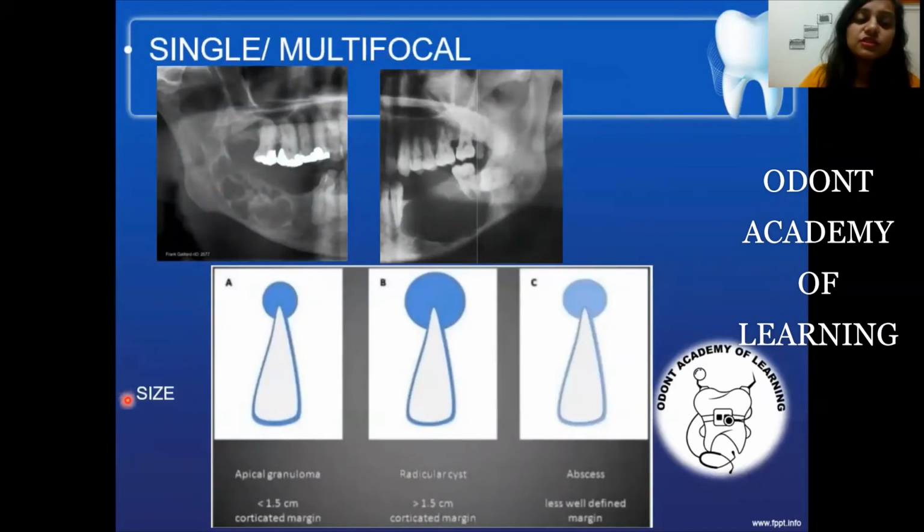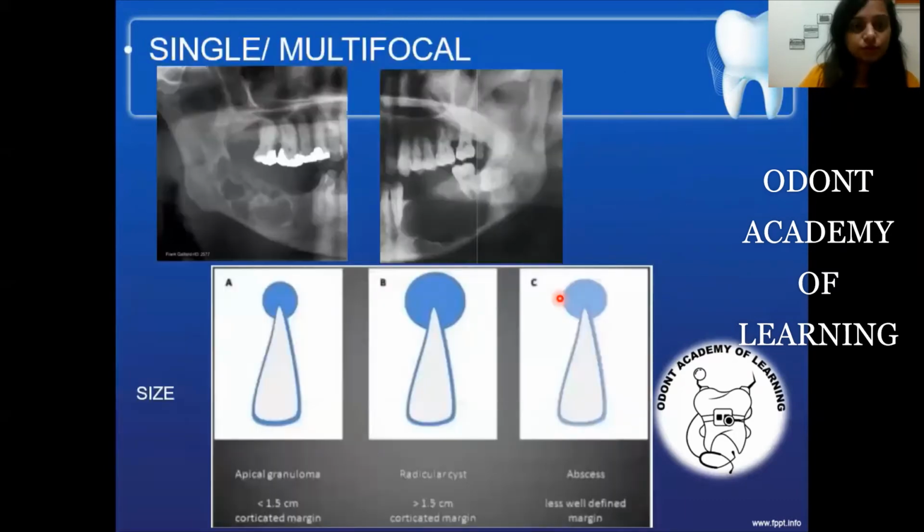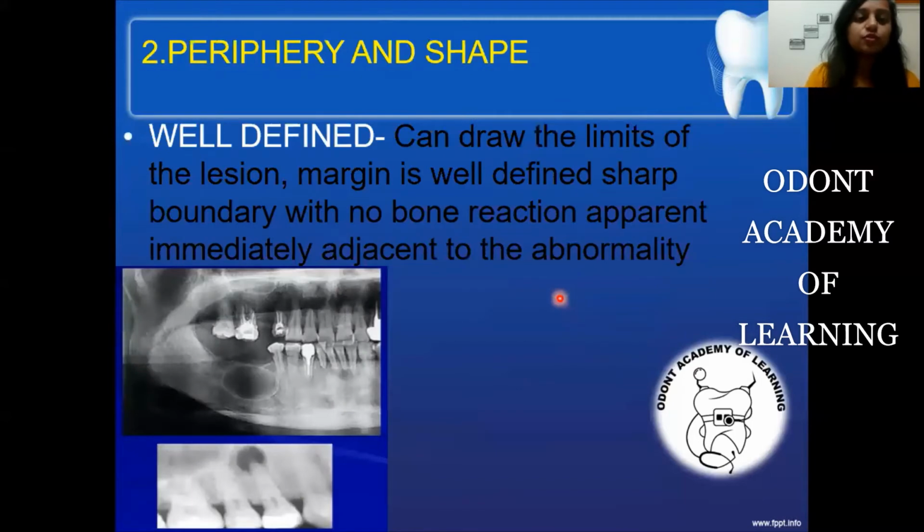And last, we come to the size of the lesion. Usually, if it is less than 1.5 centimeter, it is considered a periapical granuloma if it is apical to the tooth structure. If it is greater than 1.5 centimeter, we call it a cyst. And if it is less or more than 1.5 centimeter, irrespective of size, if it is ill-defined or not very clear, we would call it an abscess. This is all if it is apical to the tooth or the root of the tooth.